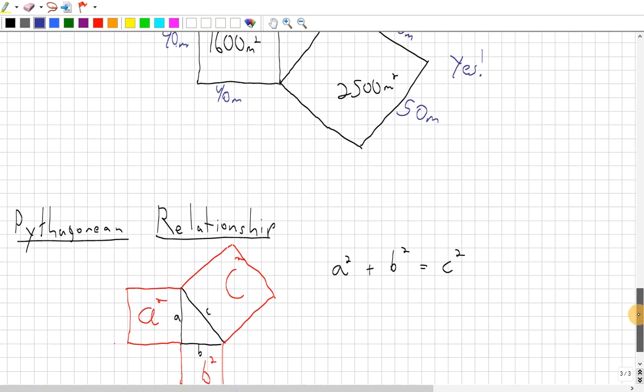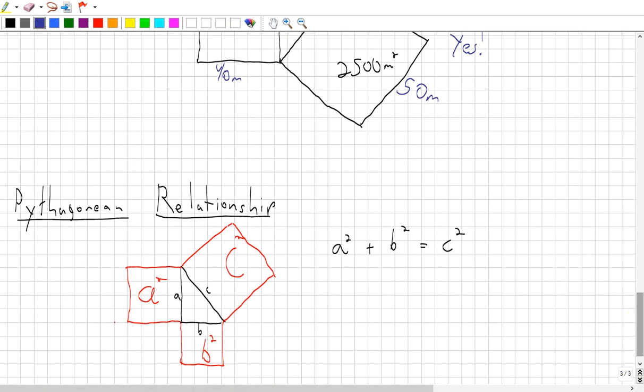So, in conclusion, the Pythagorean relationship is written like this: a squared, which is the area of the square built off one leg, plus b squared, which again is the area of the square built off the other leg, is equal to c squared, which is the area of the square built off the hypotenuse. We always use c for the hypotenuse, so there's no confusion. We always use a and b for the other legs, but c is always reserved, a special letter that denotes the hypotenuse.